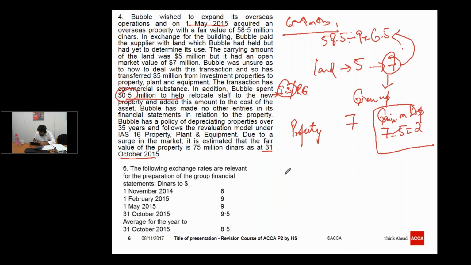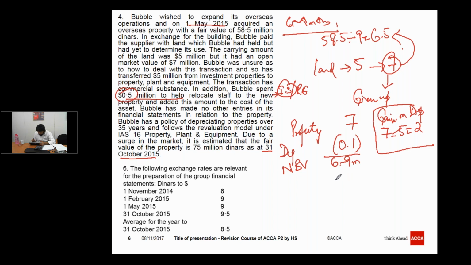Bubble has a policy of depreciating property over 35 years. So we have to charge a depreciation for this property having a cost of 7 million divided by 35. We got the depreciation of 0.2, divided by 2 for the first 6 months. So for the first 6 months, we got the depreciation of 0.1 and the net book value of this asset will be 6.9 million.